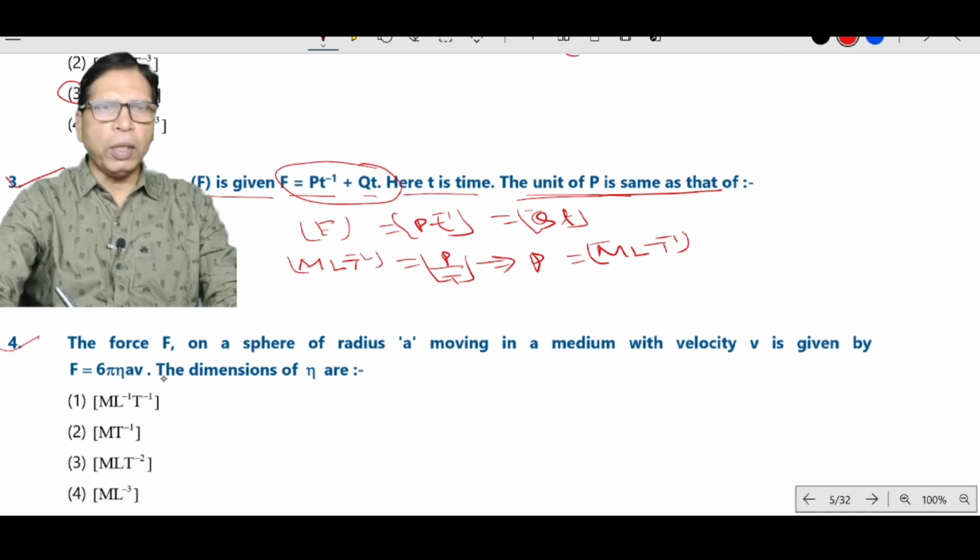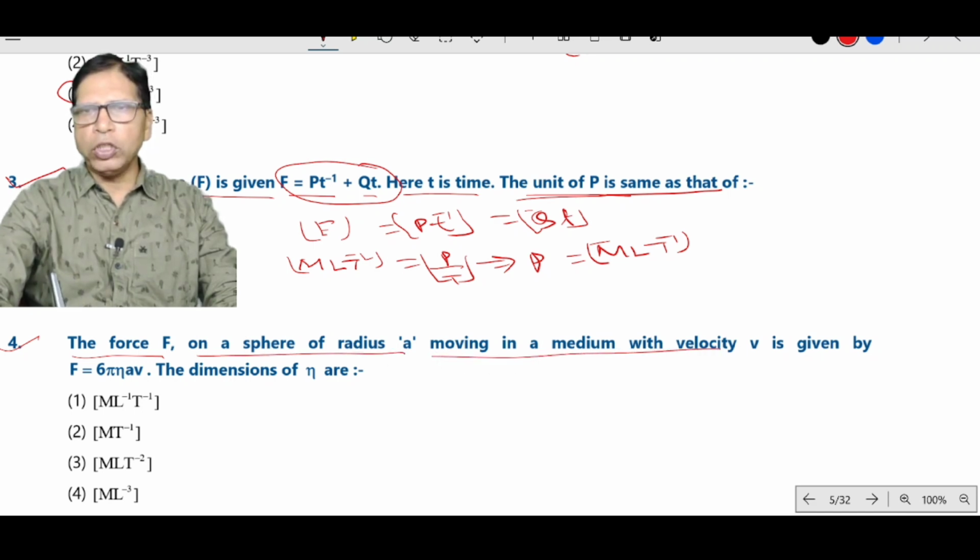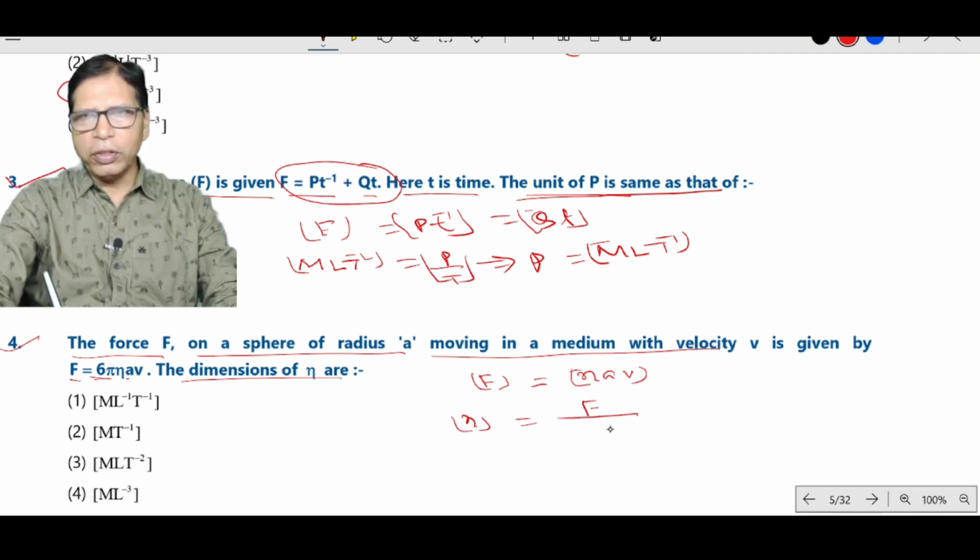Now look at this question number 4. If force F on a sphere of radius A moving in a medium with velocity v is given by F equal to 6 pi eta A V, the dimensions of eta. Look at this, here dimension of force is equal to 6 pi eta A V. 6 pi has no dimension. So dimension of eta is equal to dimension of force divided by dimension of A into dimension of V.